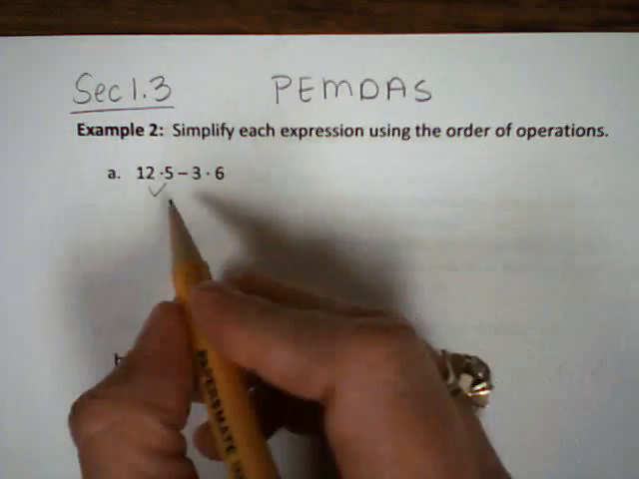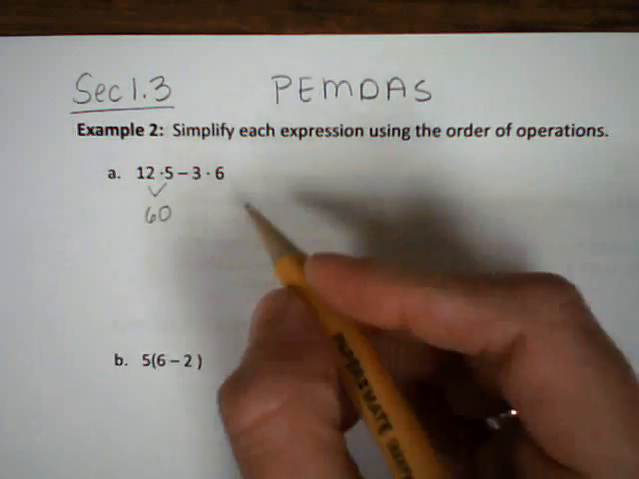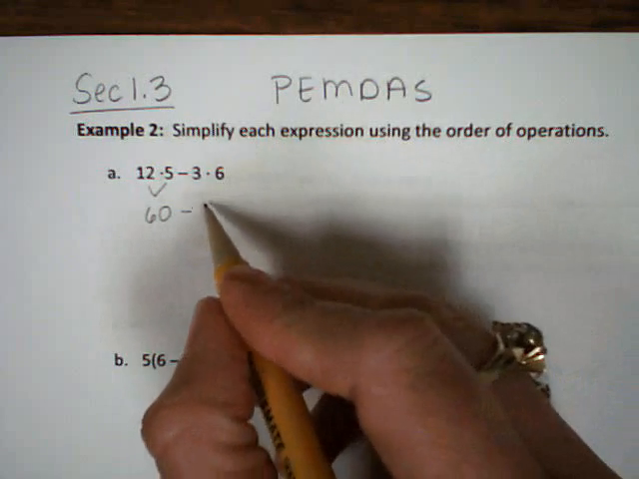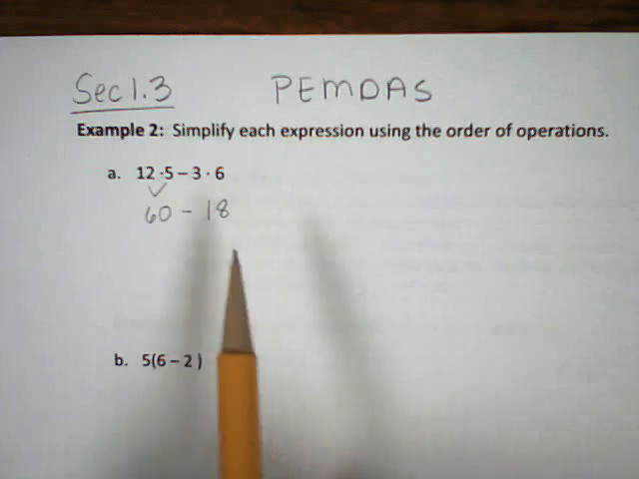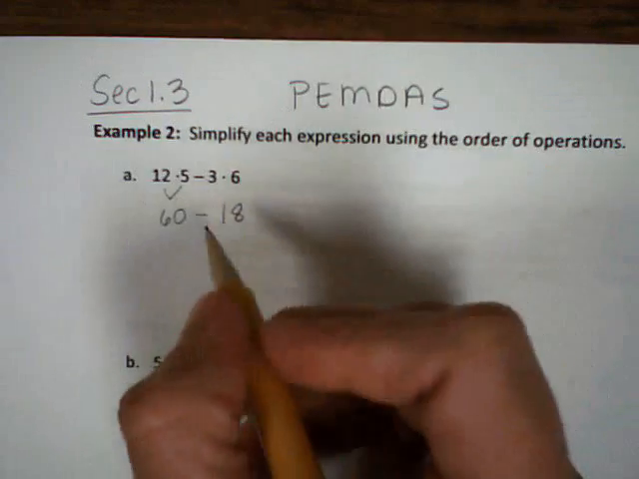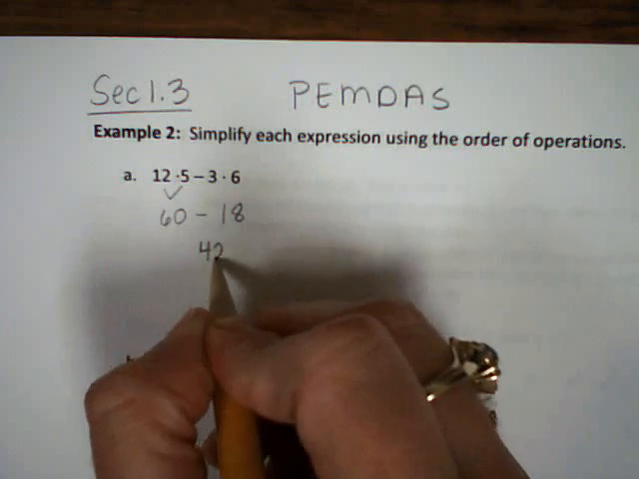12 times 5 would be 60. Bring down the minus sign. 3 times 6 would be 18. And then we just have one operation, 60 minus 18, which would be 42.